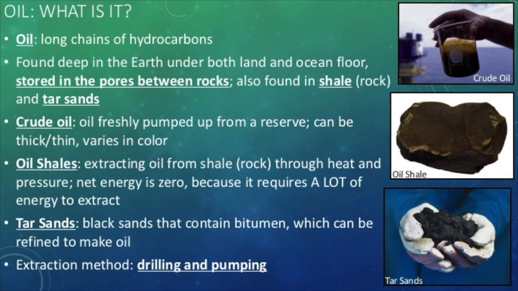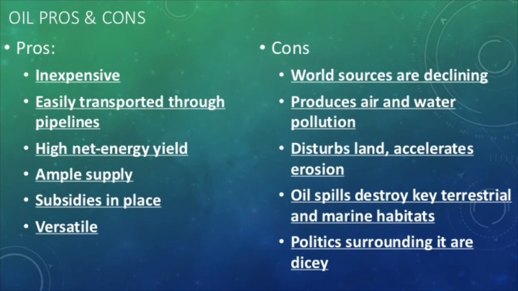Oil can also be found in shale rocks and tar sands. Shale rocks are not very economically sound as sources of oil, but tar sands show a little more promise. Oil is also considered fairly inexpensive due to governmental subsidies. It is easily transported, has a high energy yield, and is a very versatile product. There's also an ample supply of it, but currently world sources are declining quickly. There is land disruption and water and air pollution. Oil spills destroy marine and terrestrial habitats, and the politics surrounding oil are concerning.